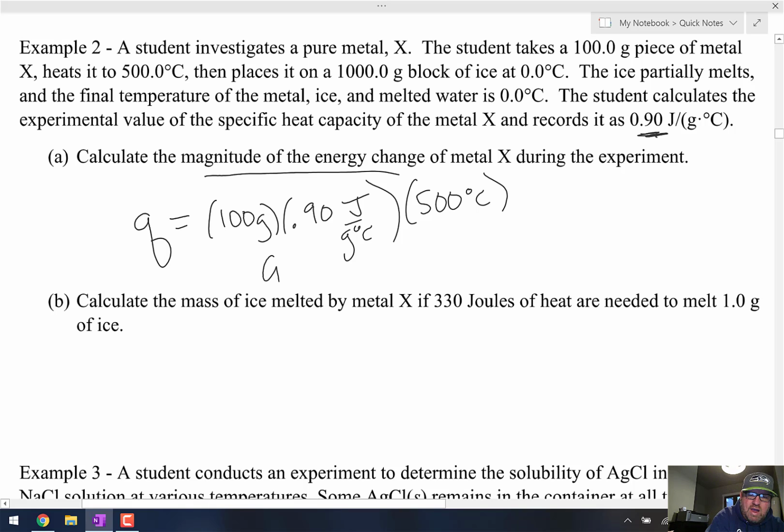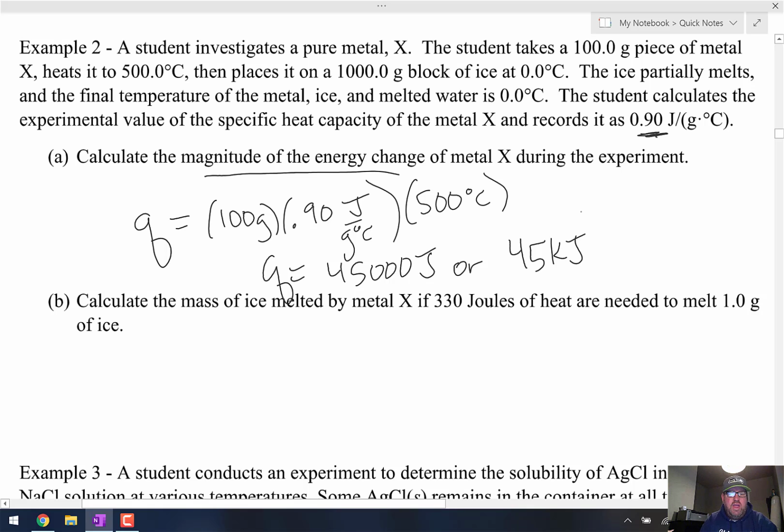So the magnitude of the energy change is going to be 100 times 0.9 times 500. It's going to be a fairly large number, 45,000 joules. If you wanted to put it into kilojoules, it'd be 45 kilojoules. Either of those answers would be accepted.